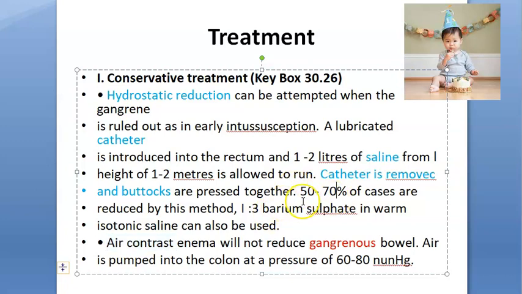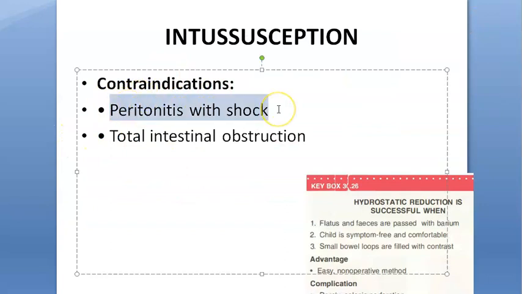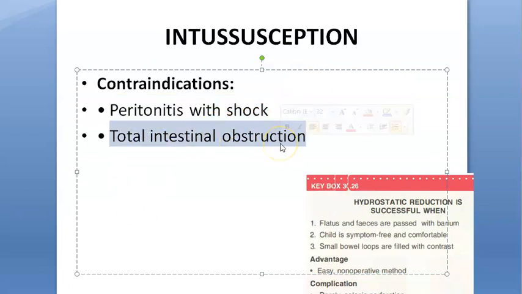Okay, they are happy with the saline and the barium sulfate in warm isotonic saline. Okay, we'll go with saline everywhere. They're saying saline, so we'll go with saline. Okay, next, when you should not do this: peritonitis with shock, total intestinal obstruction. Okay, so better not introduce anything new there. That's what they're trying to say.